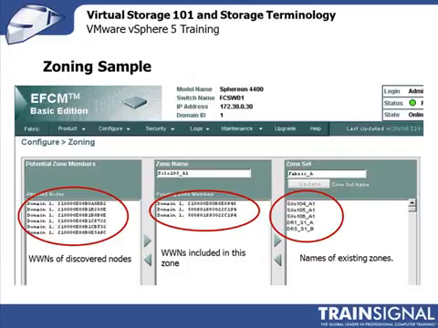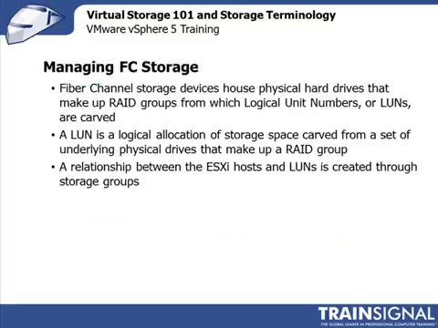The process of zoning is you create a zone, and then you add these worldwide names to it, and then you tell this zone which LUNs it has access to. So in the middle, you'll notice that we've included different worldwide names from different hosts in a zone. And then we give this zone access to these LUNs. All the way to the right, we've shown you the zones that exist on the Fiber Channel fabric. So how are LUNs created, or what are LUNs to start with? A LUN is a logical allocation of storage space carved from a set of underlying physical disks.